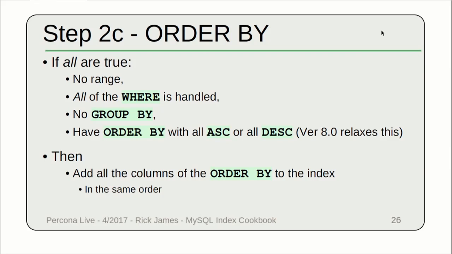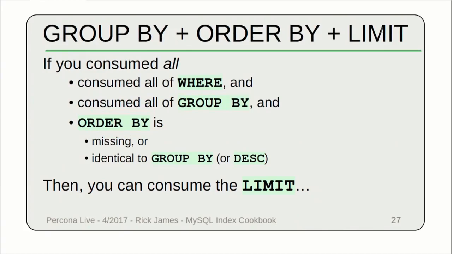Anyway, so if you get past all of those, then you've consumed the order by. You can put the order by columns on the index. All right, what I said in the previous one is covered here. You've consumed the where, you've consumed the group by, and the order by is either missing or identical and in the same direction, all the pieces. Then you have a chance of getting to the limit.